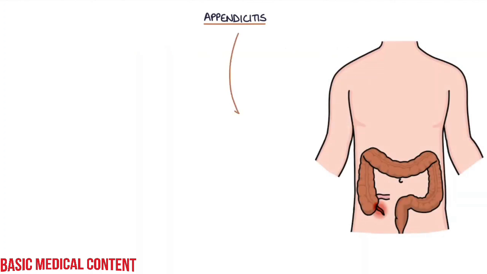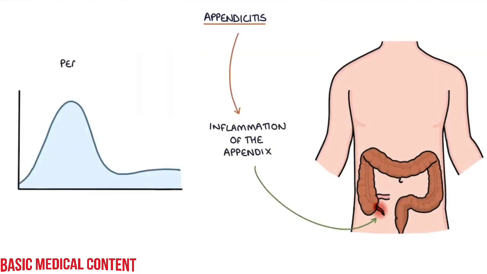In this video, I'm going to be going through appendicitis. Appendicitis is inflammation of the appendix. The peak incidence of appendicitis is in patients aged 10 to 20 years old, and it can occur at any age, but it's less common in young children and adults over the age of 50.